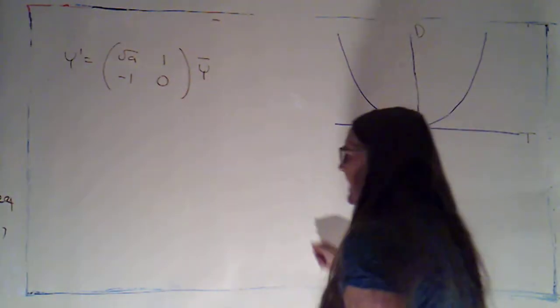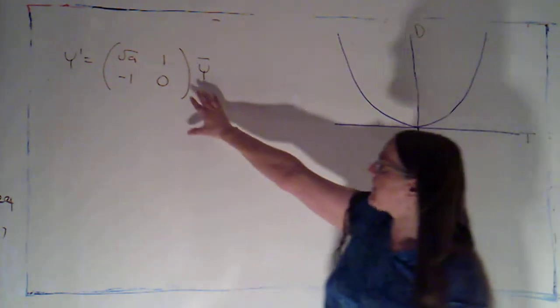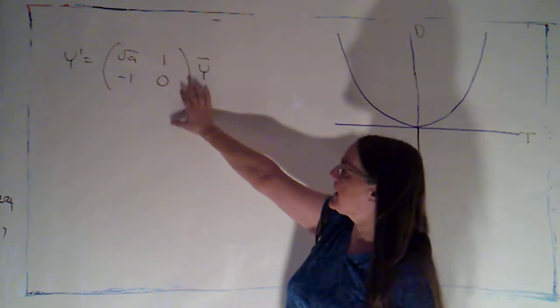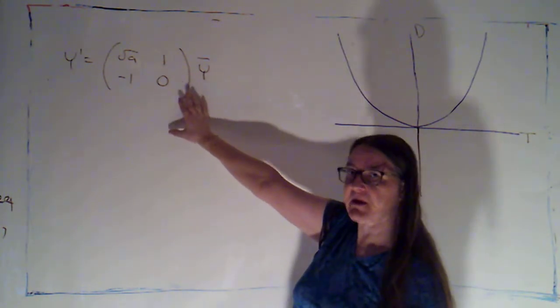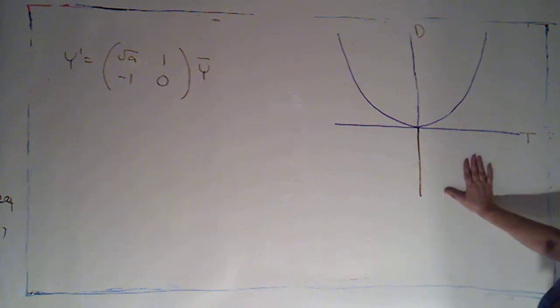Okay, a lot of people really struggled on this week's quiz, so I went ahead and made a video so that we could go over it together. Okay, so we have this family of linear systems, and I asked you to draw the corresponding curve in the trace determinant plane. Now, here's the trace determinant plane.